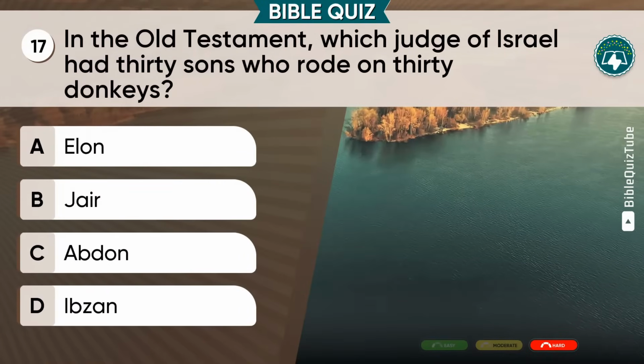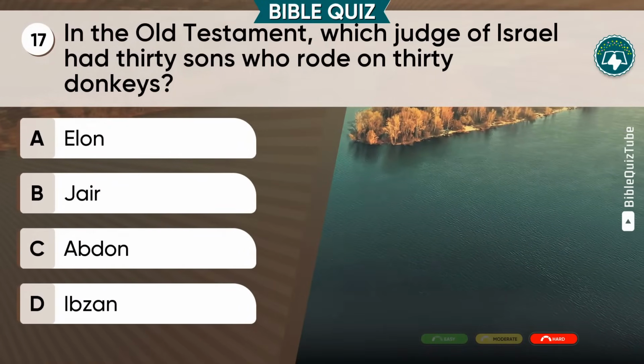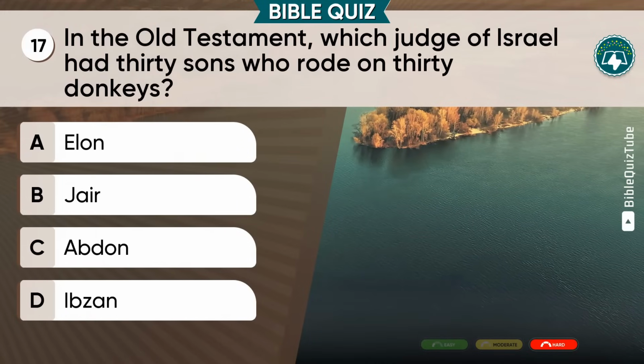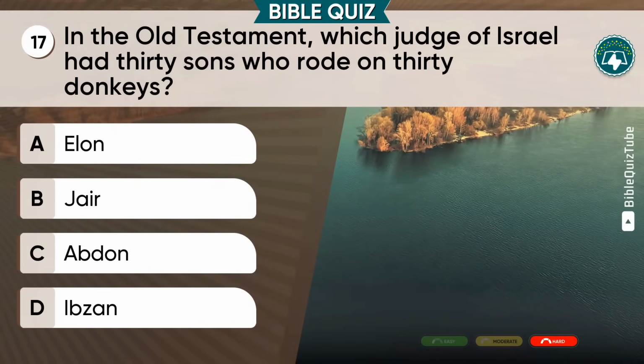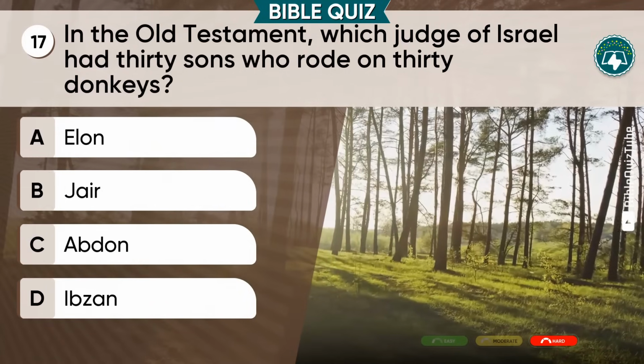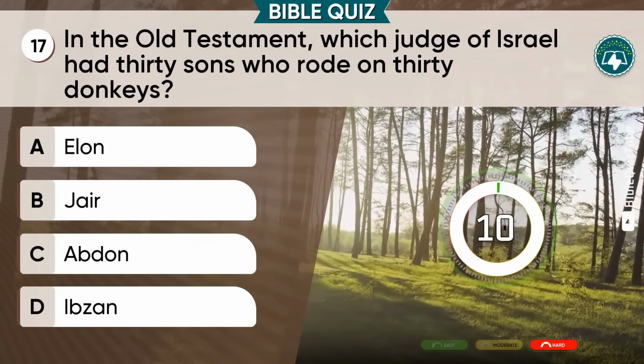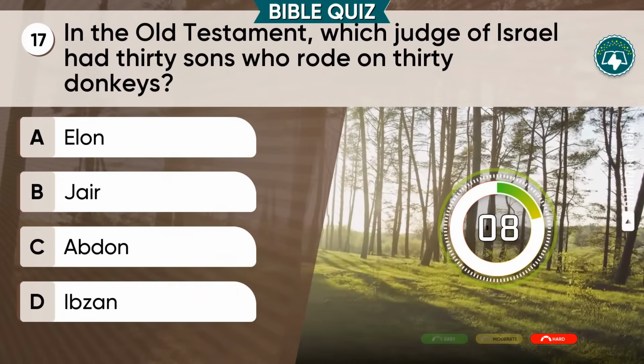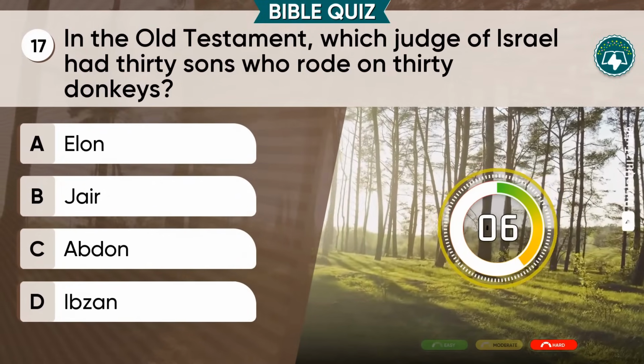Question 17. In the Old Testament, which judge of Israel had 30 sons who rode on 30 donkeys? A. Elon. B. Jair. C. Abdon. D. Ibzan.